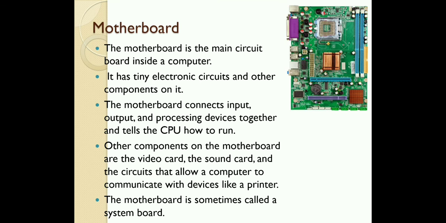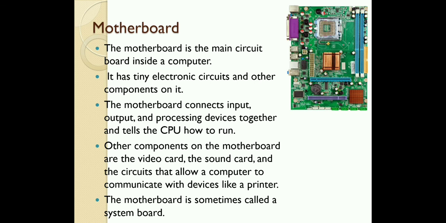Now we'll move to another topic, which is motherboard. Here in the picture you can see it as a motherboard. The motherboard is the main circuit board inside the computer. It has thin electronic circuits and the other components on it. The motherboard connects input, output and processing devices together and tells the computer how to run. So what is the function of motherboard? It tells the CPU how to run. It connects all the input, output and processing devices so that they can communicate easily.